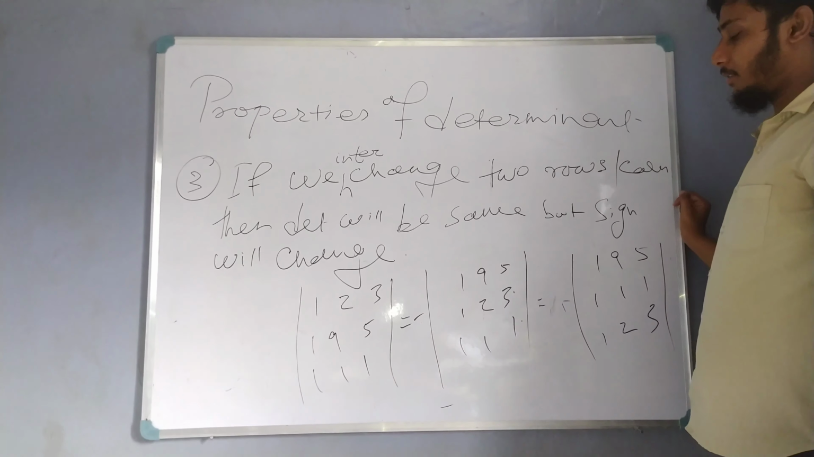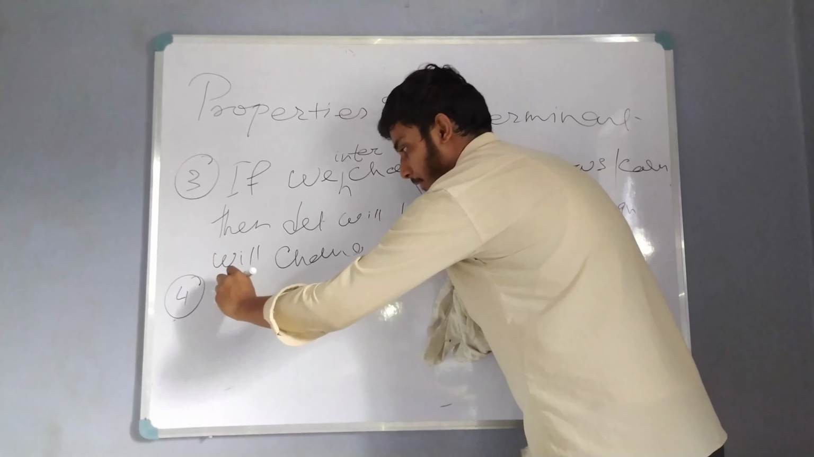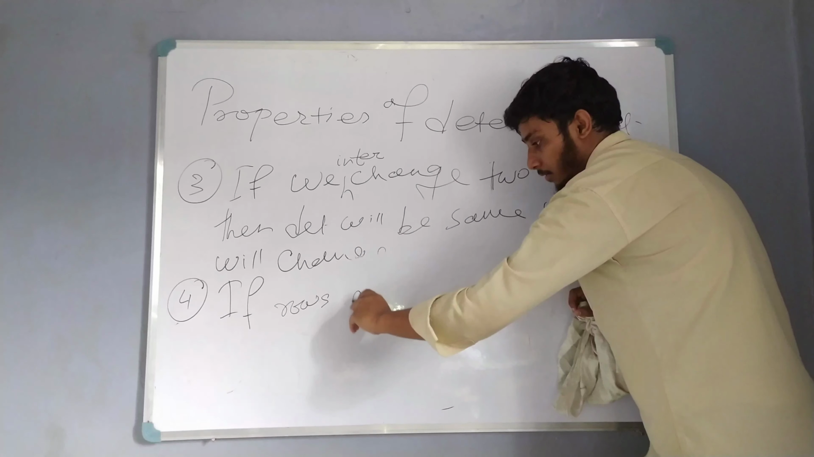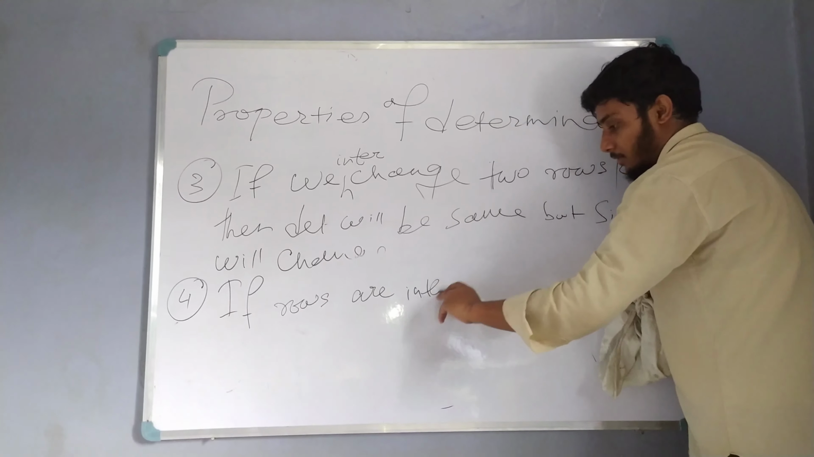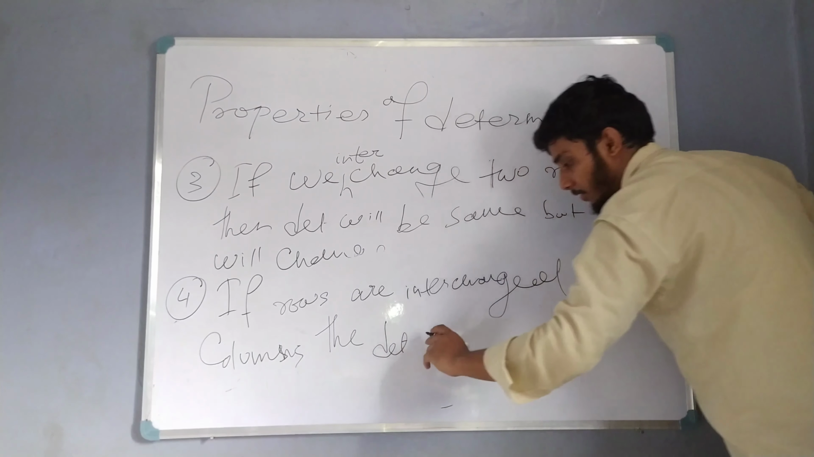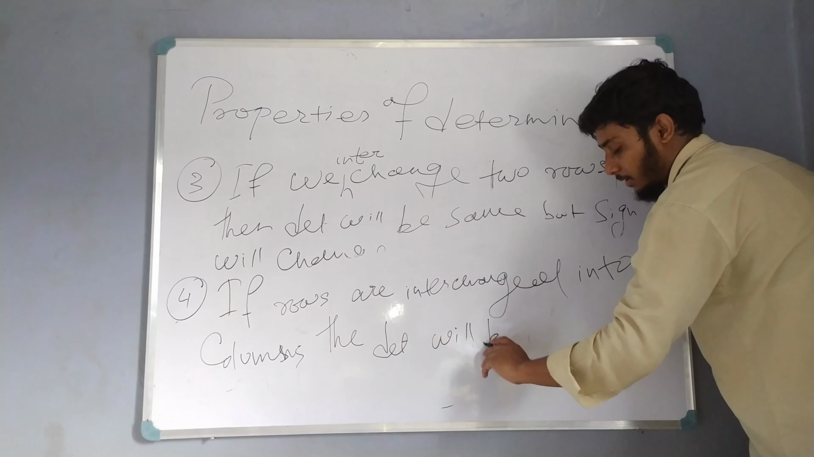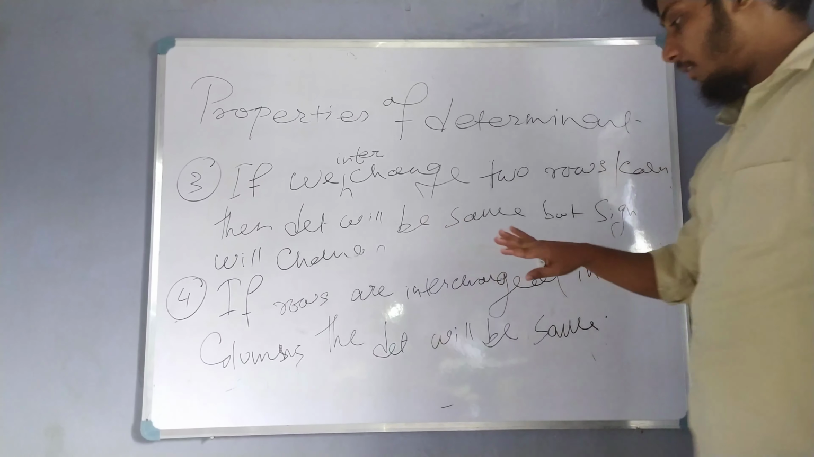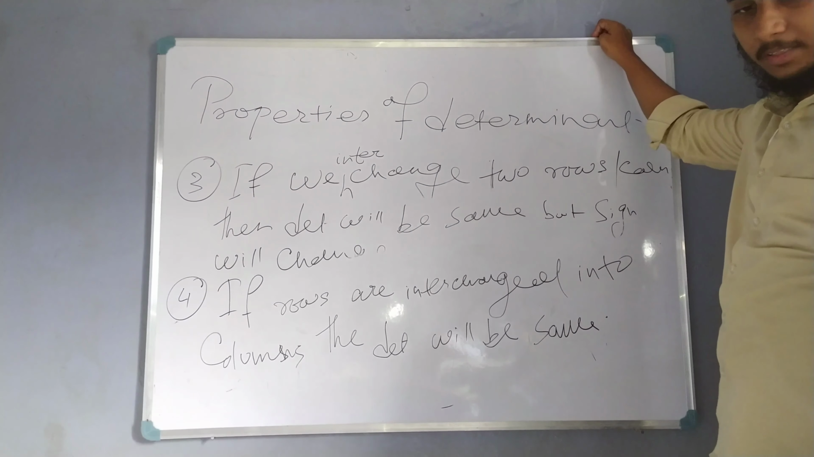Property number 4: if rows are interchanged into columns, then the value will be the same. So what is the fourth property? If you interchange all the rows into columns, then the value of the determinant will remain the same.